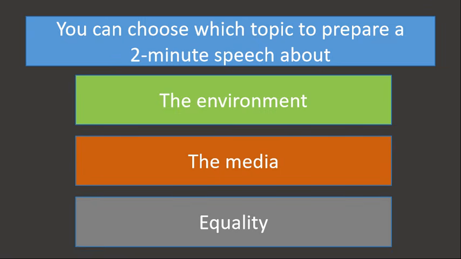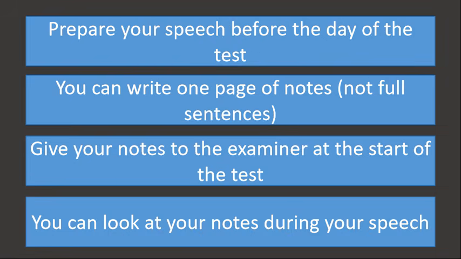So when it says the environment, don't try to talk about everything about the environment. Choose one specific issue to focus on. Now you prepare your speech before the day of the test. So for example, in the class, you can prepare your speech. You can practice it beforehand. You can use technology to help you. You can write 1 page of notes, but not full sentences. So instead you want bullet points. Put in vocabulary that you want to include. Make sure it's things that you know how to pronounce and how to use properly though.